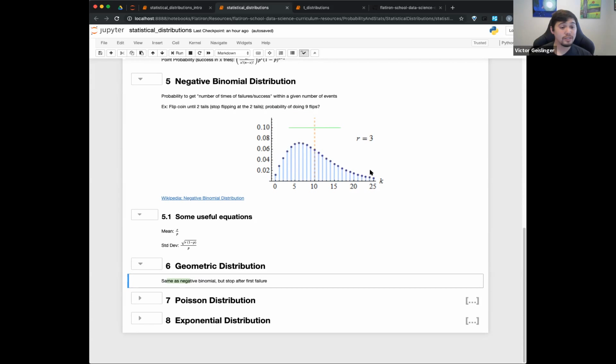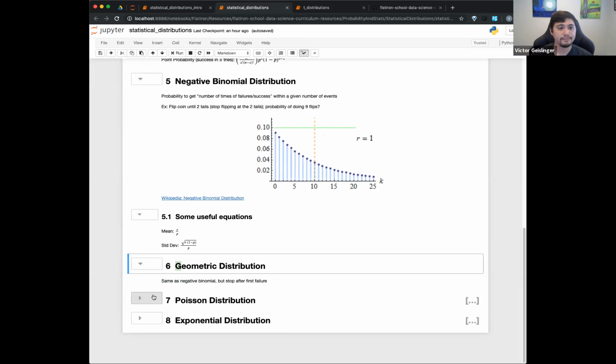And so basically, you could technically go on forever. But by having one failure, you stop doing the experiment. That is what the geometric distribution is, right? So hopefully no questions on that. That's essentially the simpler version of the negative binomial.